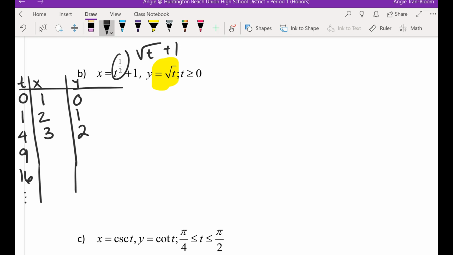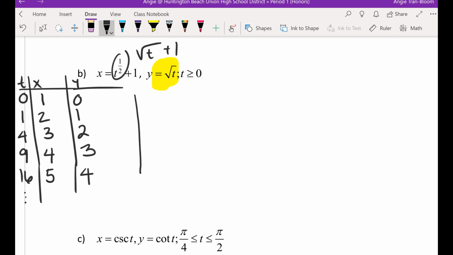And then when time is 9, square root of 9 is 3, 3 plus 1 is 4, and y is 3. When time is 16 seconds or 16 minutes, whatever the unit of time is, square root of 16 is 4, 4 plus 1 is 5, and then y is going to arrive at 4. And then we can go on, but we don't need to.